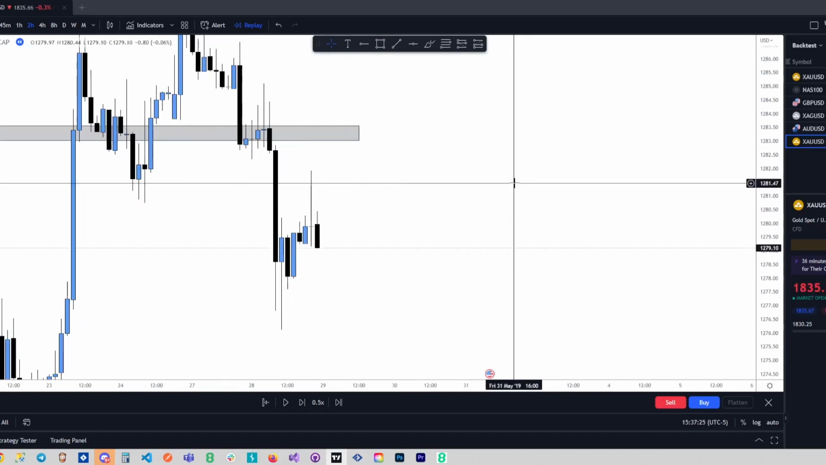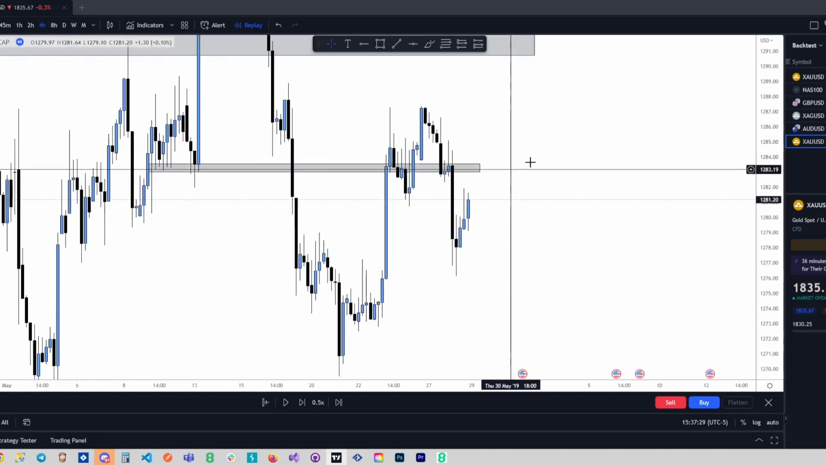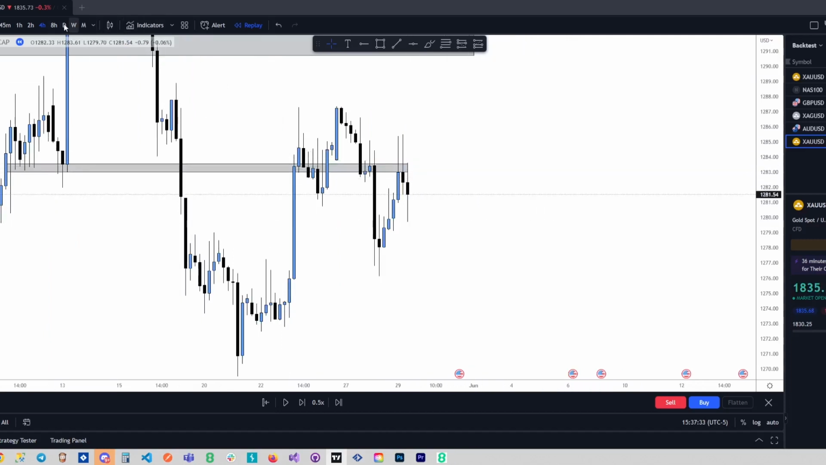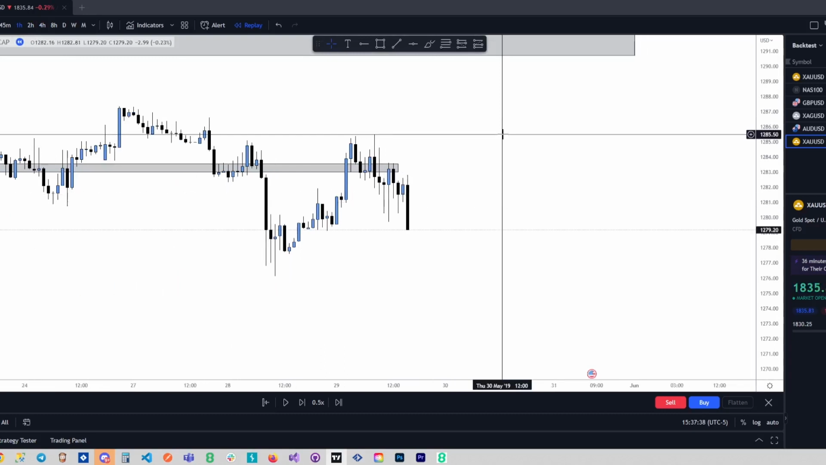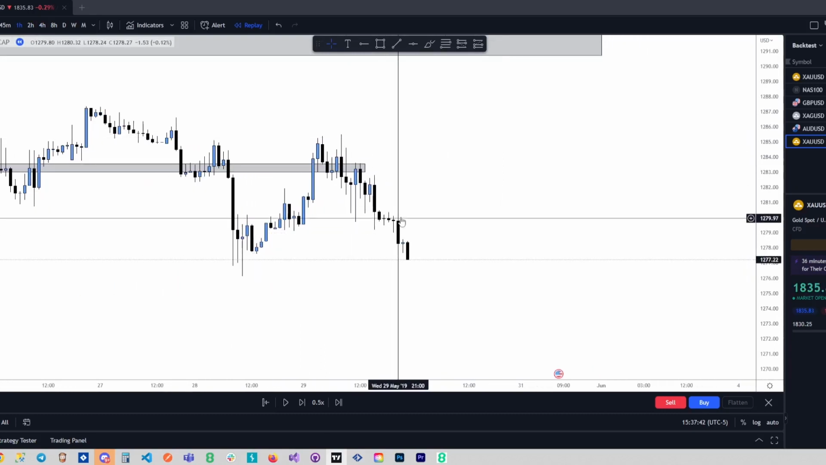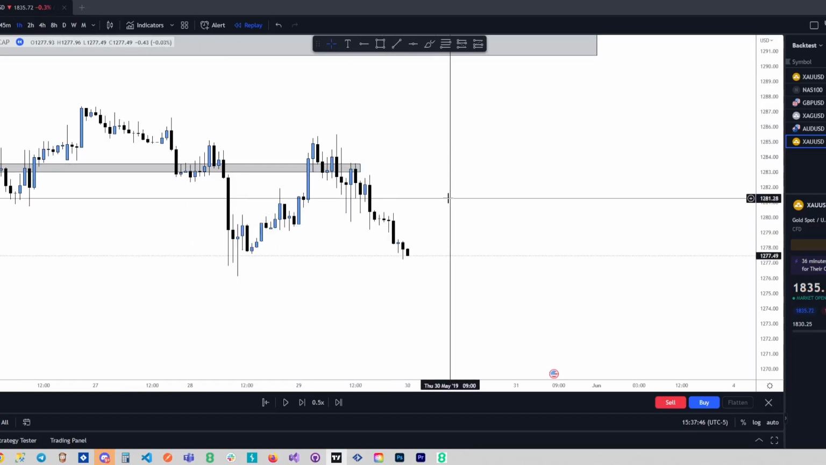But let's see if we can catch. Let's actually go to a higher time frame. See if price wants to give us the same setup again. See if we can catch that setup. Nothing yet. Okay, we got the setup over here, but it's not in a significant area, so I don't want to take this trade.